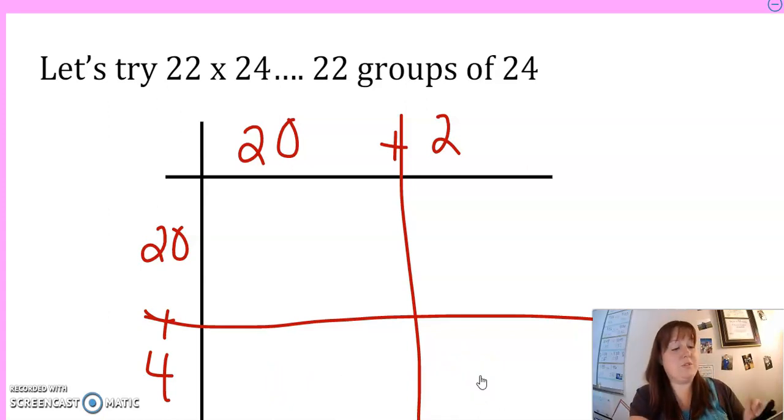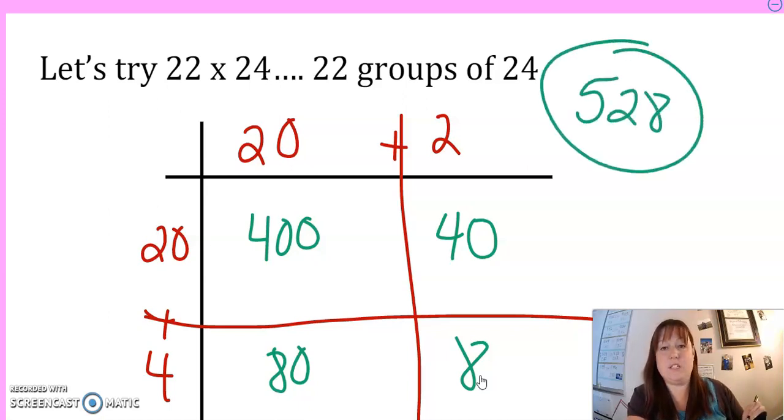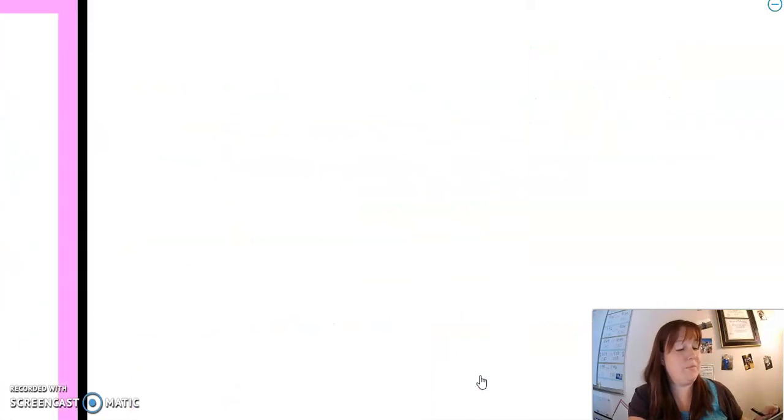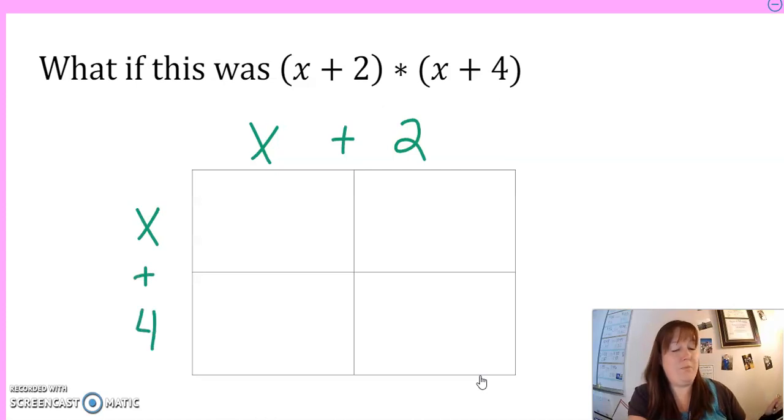Well, what's 20 groups of 20? That would be 400. 20 groups of 2 is 40. 20 groups of 4 is 80. And 4 groups of 2 is 8. So if I add all these together, I get 528 for 22 times 24. Now what if that was x plus 2 and x plus 4? Shouldn't I be able to multiply it the same way? So if I had x plus 2 and x plus 4, if I split this apart, instead of a 20 here, now I just have an x.